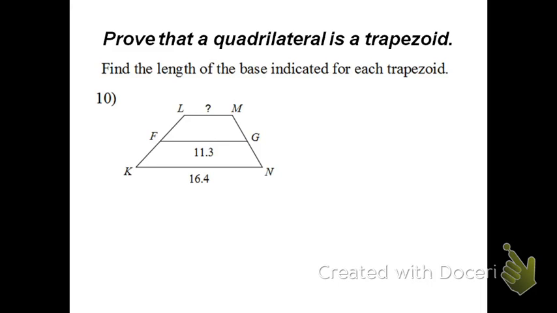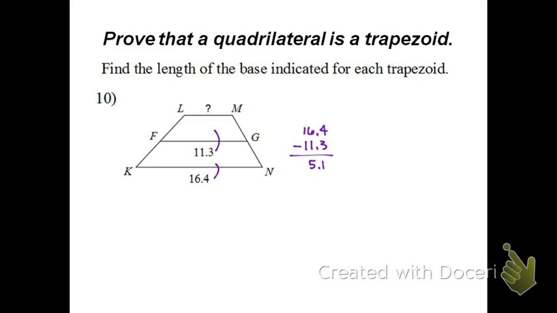All right. Looking at side LM here, the base, we want to find out what that length would be. So if we look at the bottom, which is 16.4, and then getting from 16.4 to 11.3, if you're not sure what that difference is, then we can actually subtract that to figure it out. Wow. And we have 5.1, a difference of 5.1.